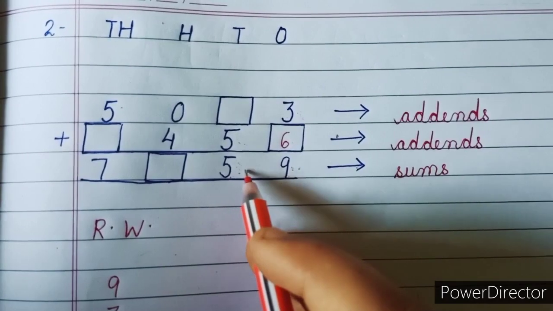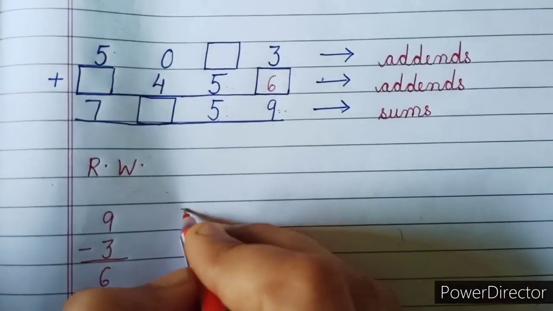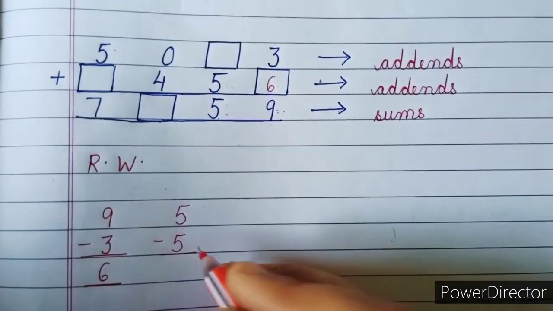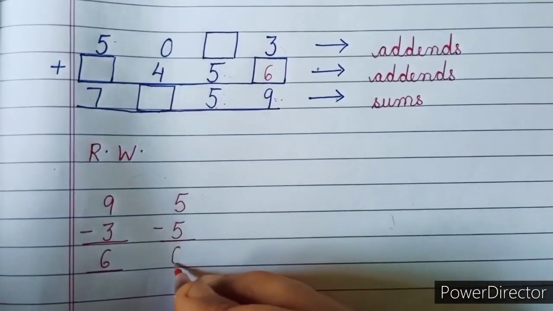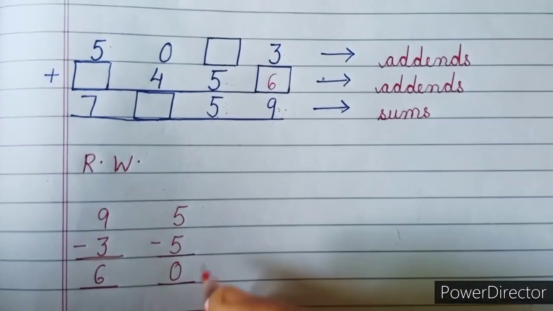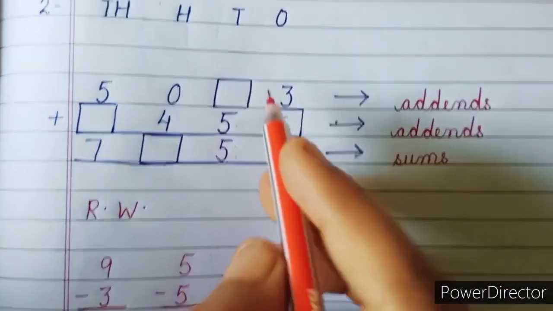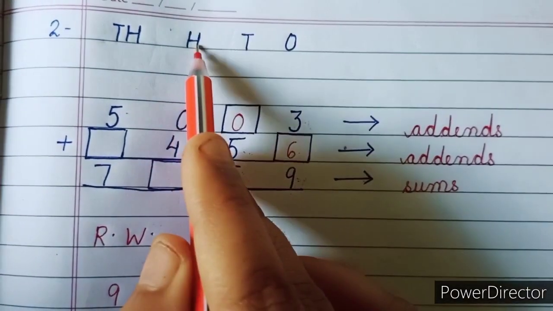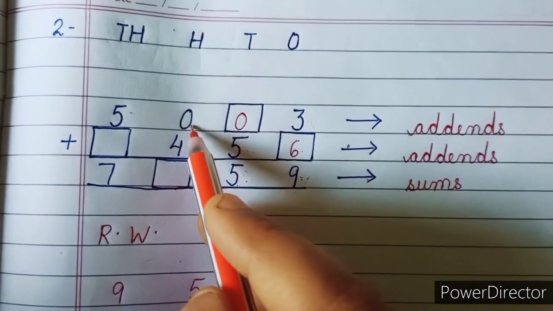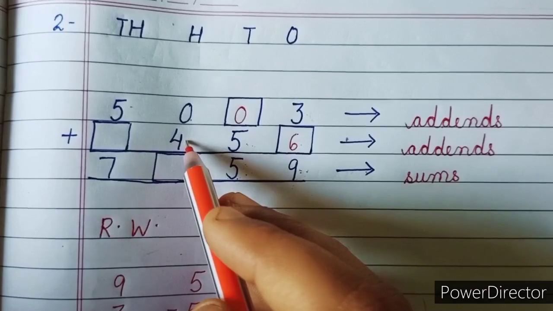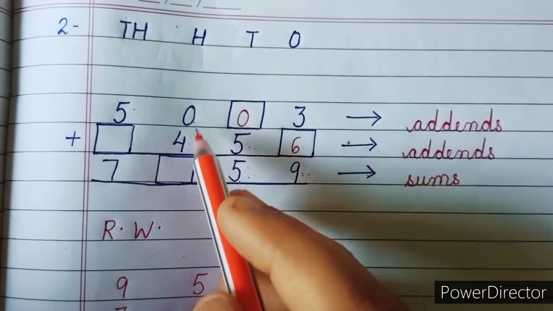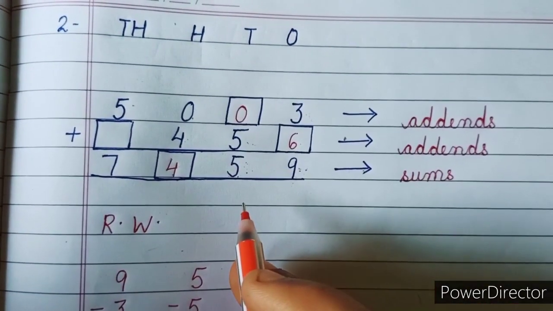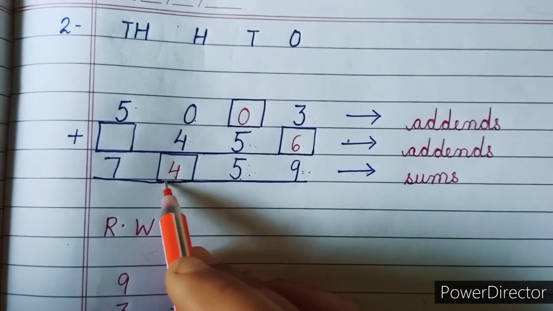So 5 minus 5 is equal to 0. This 0 will be written in this box. Okay. Now go to the hundreds column. Here 0 is written and 4 is down. So 0 plus 4 is equal to 4. So in this box we will write 4.